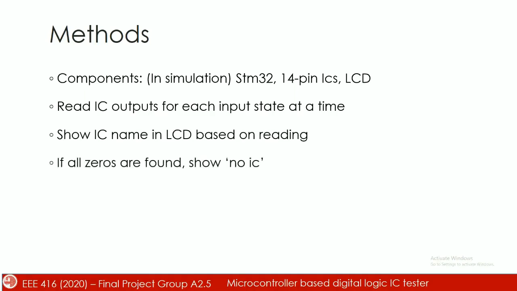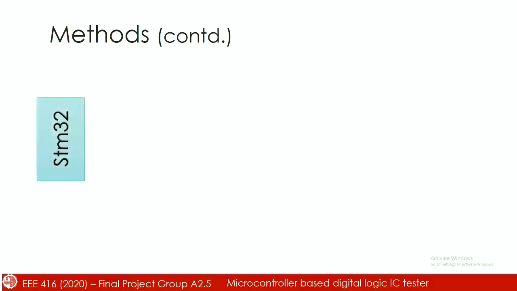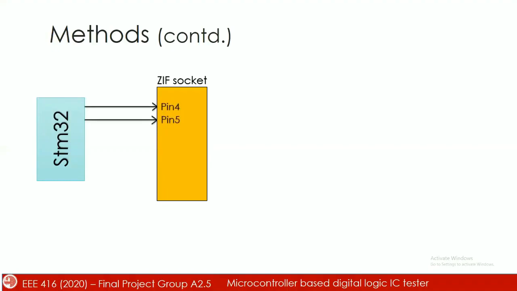However, if no IC is connected to the ZIF socket, then the LCD will notify us that there is no IC selected or connected. In broad, this is the STM32 and the ZIF socket. Pin 4 and pin 5 of the ZIF socket are provided two inputs, and from pin 6 the output is sent to the STM32, all of which are pulled down through pull-down resistors.